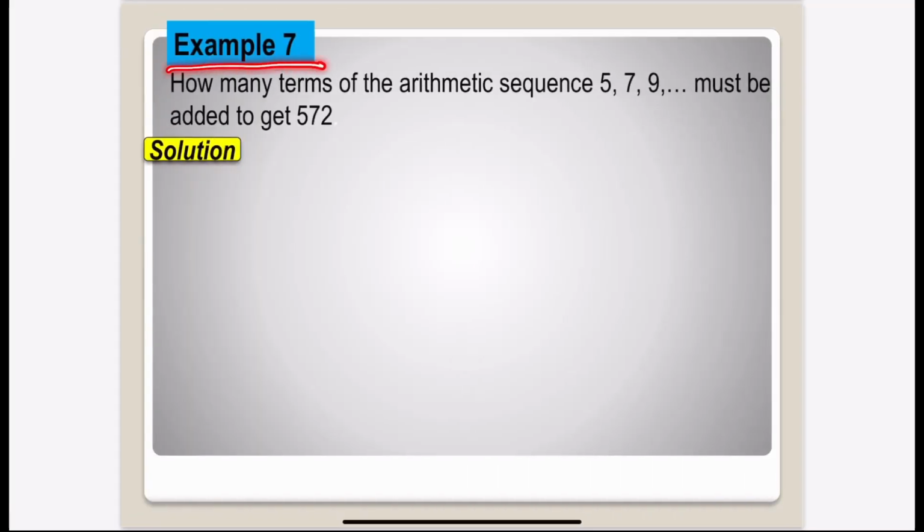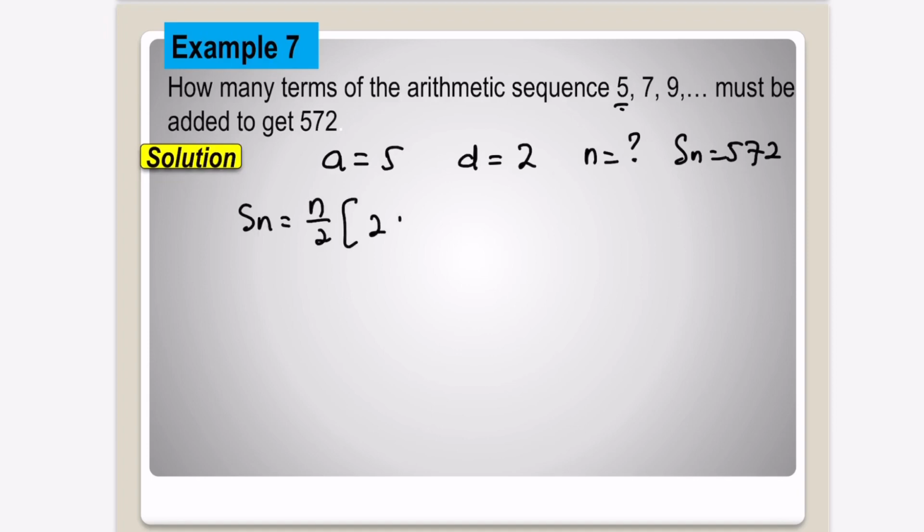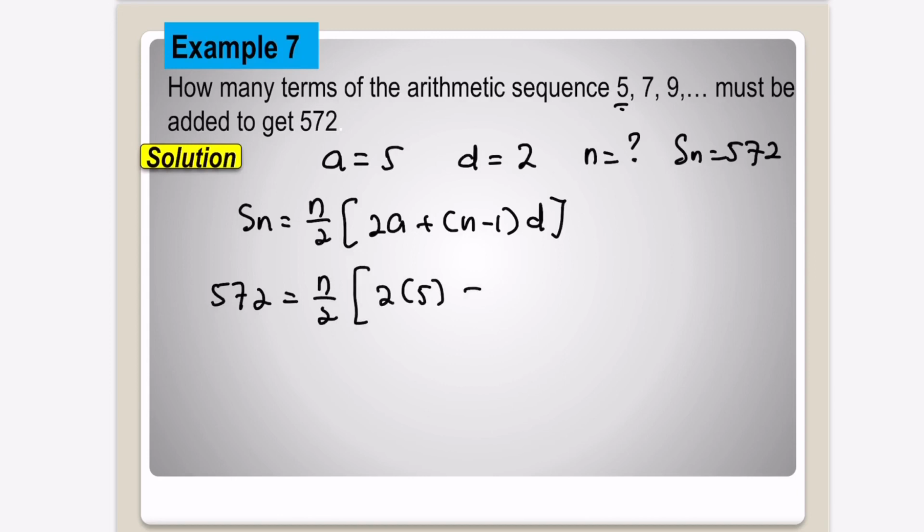Now let's discuss example 7. How many terms of the arithmetic sequence 5, 7, 9 and so on must be added to get 572? From the question, we know that a equals 5 and d equals 2. So you need to find n, where Sn equals 572. So recall the formula of Sn, where Sn equals n over 2 multiplied by 2a plus n minus 1 d. So we have Sn, which is 572, equals n over 2 multiplied by 2 multiplied by 5 plus n minus 1 multiplied by 2.